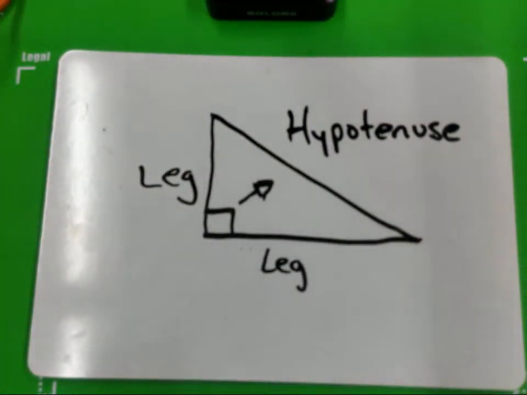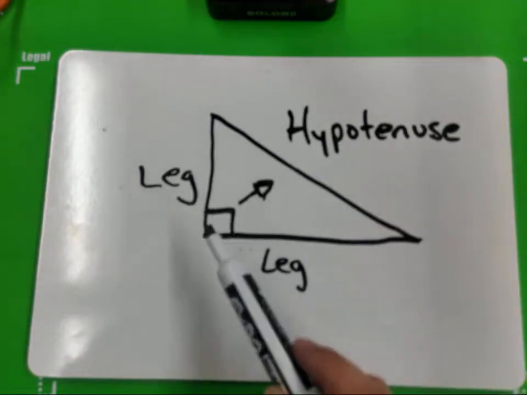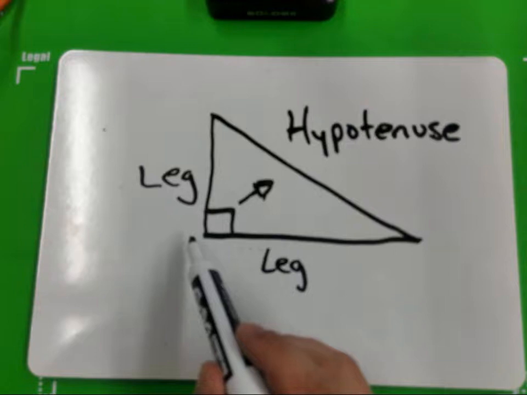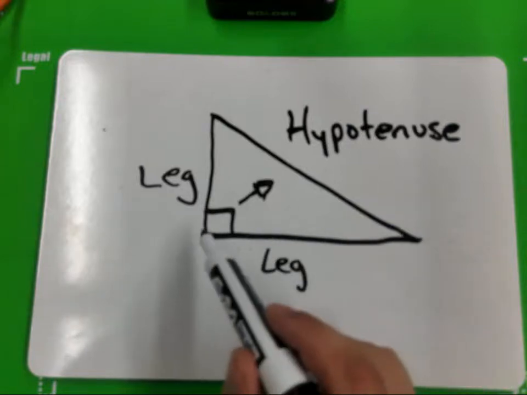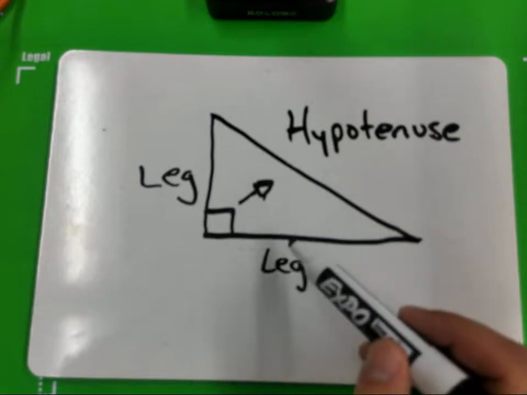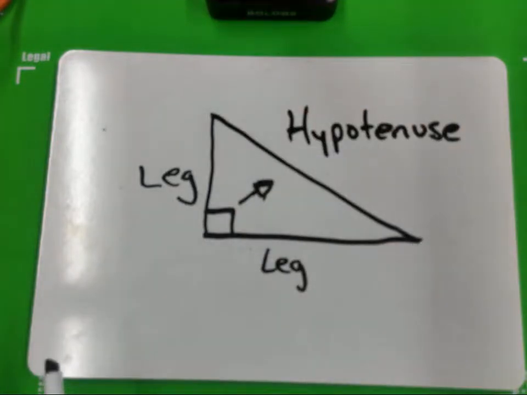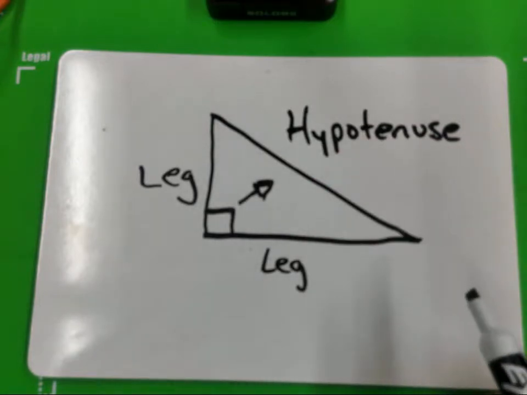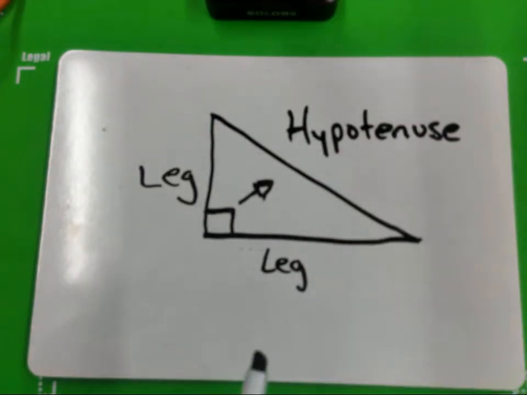Pythagoras discovered that if we square the length of one leg and add it to the square of the other leg, that will add up to be the square of the hypotenuse. So if we want to find out what the hypotenuse is, we could just take the square root. Now that might sound like a lot of gibberish, so we're going to give you an example.